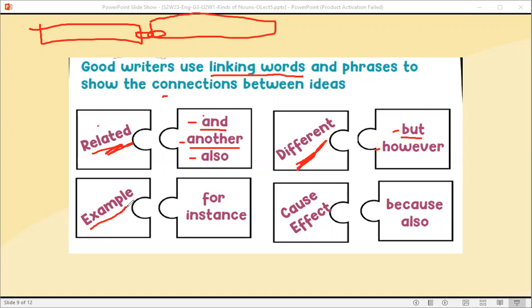When you write a sentence and then you want to give an example, you say, for instance. For instance means for example. When you're writing, when you're talking about cause and effect, you use because or also.